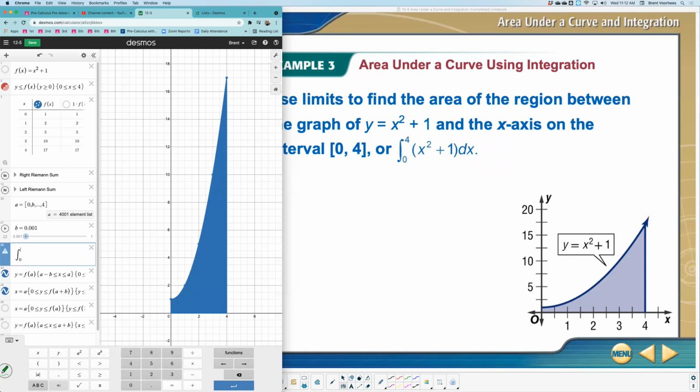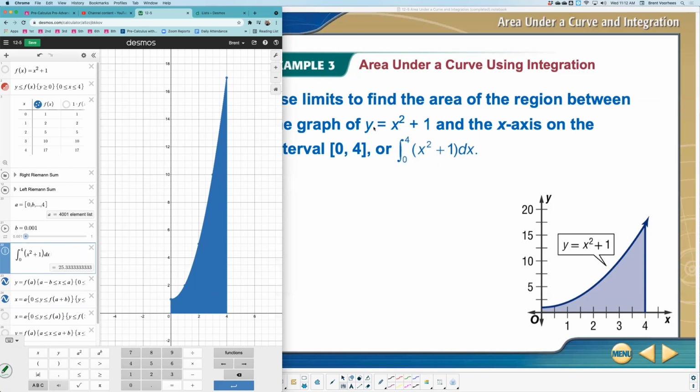We're looking from 0 to 4 of the function f of x, which you could type in f of x if you wanted to, like this, dx. And like I said, I'll talk about that dx next class. And this is the exact area, 25.33. But if you don't want to type in f of x, in case you don't have everything typed in, the equation was x squared plus 1. It was just like number 2.